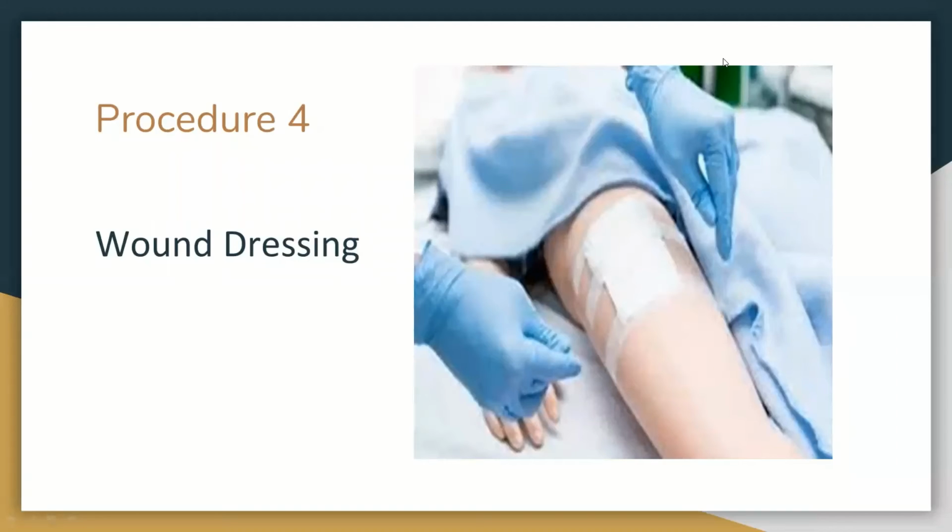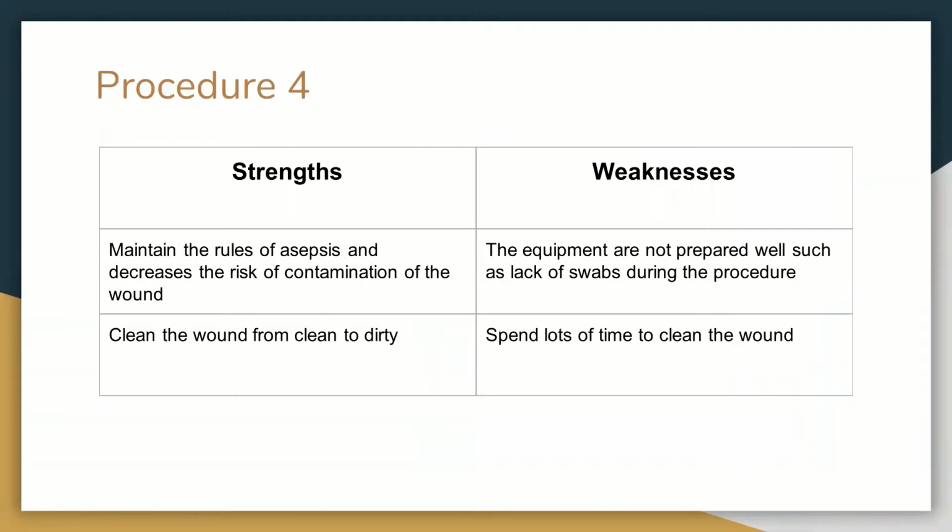The procedure that has been done in the ward is wound dressing. The strengths are maintaining the rules of asepsis and decreasing the risk of contamination of the wound, and being able to clean the wound from clean to dirty. The weaknesses are the equipment was not prepared well, such as a lack of swabs during the procedure, and we spent lots of time cleaning the wound.